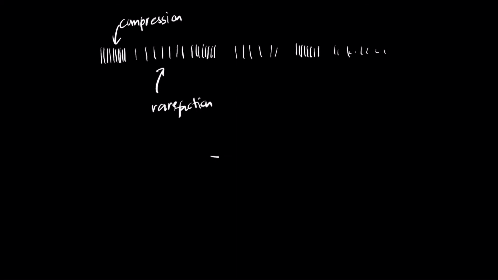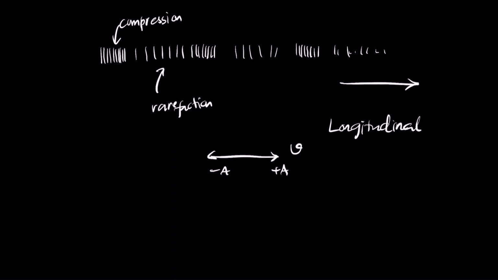Notice that the vibration is in this direction, where you have plus A and minus A, and the wave is also moving in the same direction, parallel to the direction of the vibration. So this is an example of a longitudinal wave. The best example of a longitudinal wave is a sound wave. This here is a representation of a sound wave. Sound waves travel in the form of compressions and rarefactions.